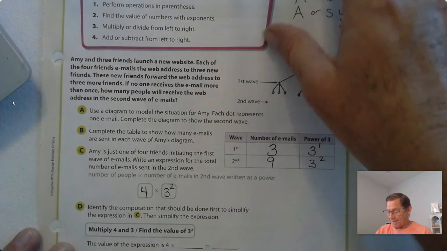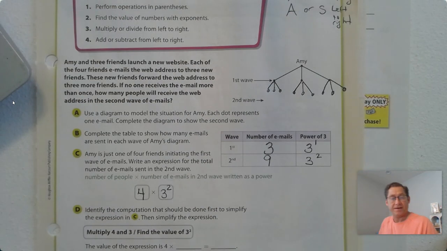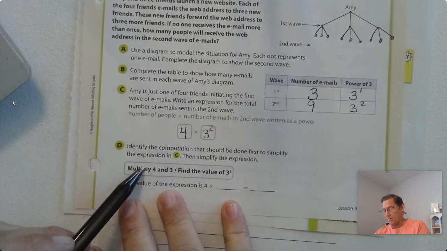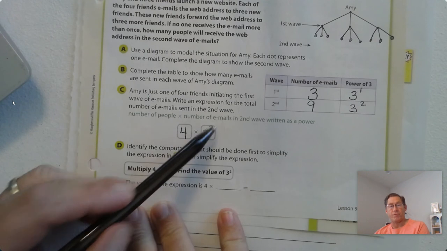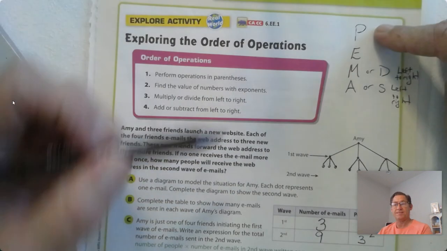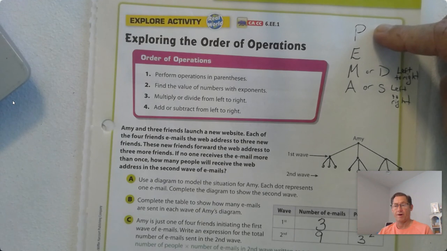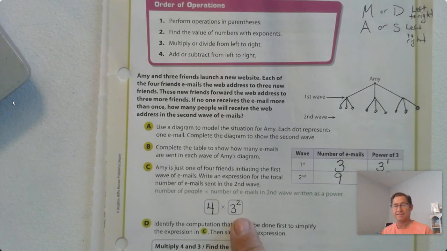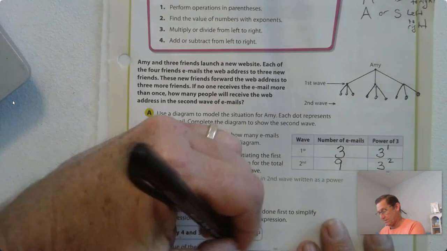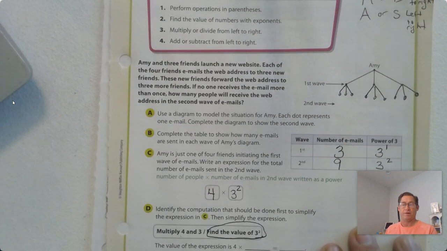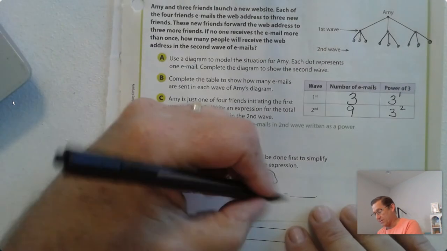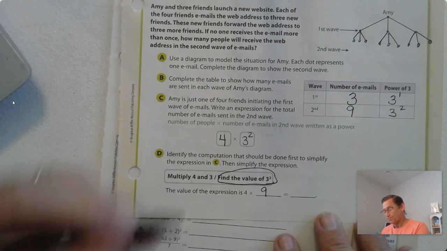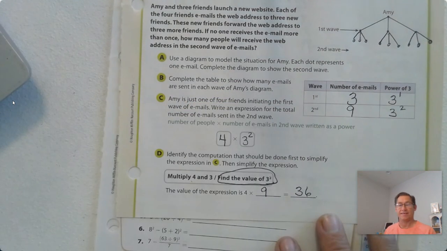So identify the computation that should be done first to simplify this expression. All right, so do we multiply 4 and 3 first? Or do we find the value of 3 squared first? Well, let's look back. Parentheses, do whatever's inside parentheses first, but there aren't any in this case. 2, find the value of numbers with exponents. Well, there is a value with an exponent, so that's what we have to do first. We have to find the value of 3 squared. So the value of the expression is 4 times 9. And 4 times 9 then is 36.